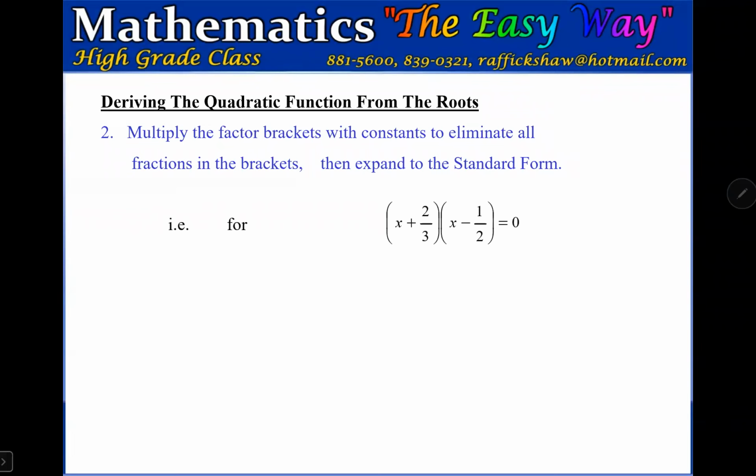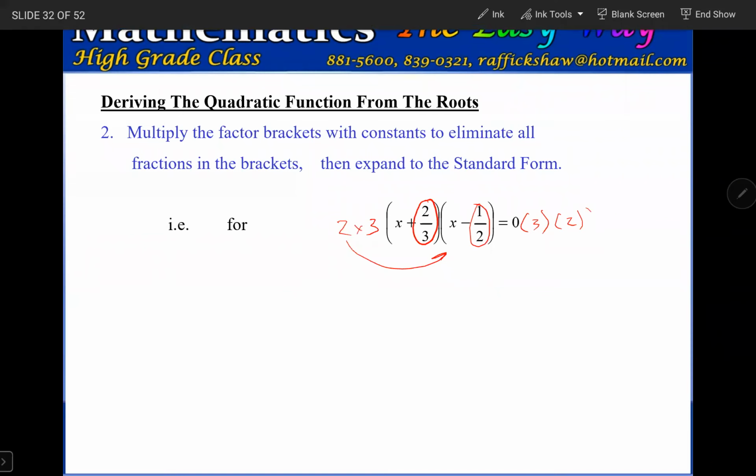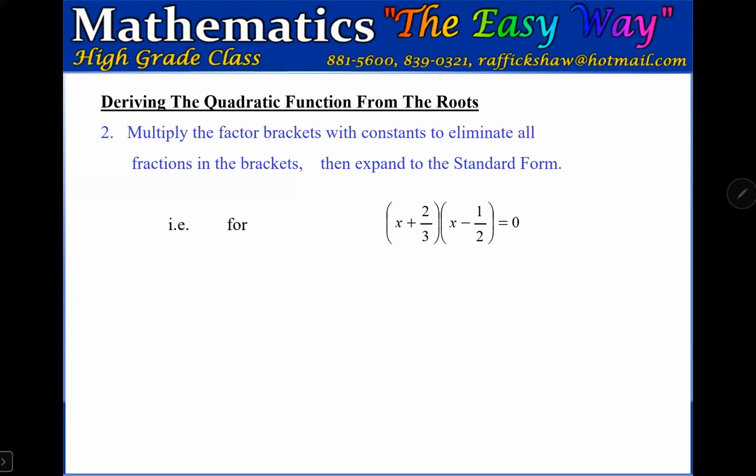So to eliminate the 2/3 here, we'll have to multiply by a 3. So multiply that side by a 3 and multiply this side by a 3. And then to get rid of the half right here, we'll multiply again by a 2. We're going to apply the 2 to this bracket, and we also multiply this side by 2 as well. All right, so that is the concept, just to get rid of the fractions in the brackets. So basically, that is it.